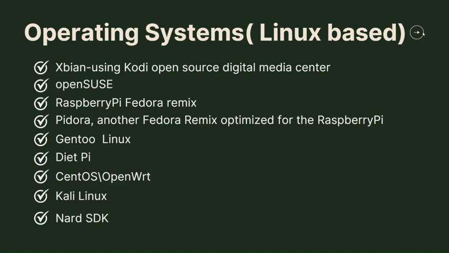Next, Gentoo Linux. It allows users to easily patch almost any source-based package during build. Next, DietPi. It is used for automating the Linux installation and configuration process. Next, CentOS. It provides a free and open source community supported computing platform. Next, Kali Linux. It is used to perform advanced level security auditing. Next, NerdSDK. It is a software development kit for Raspberry Pi.